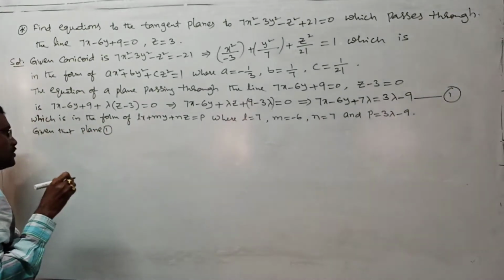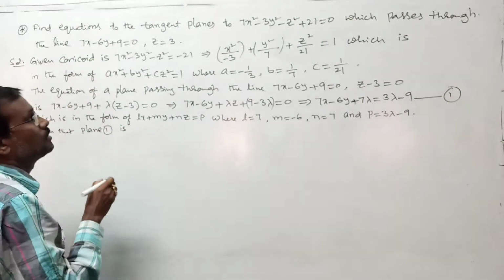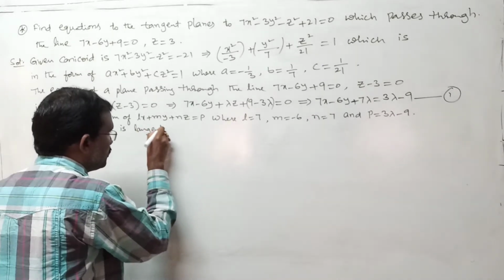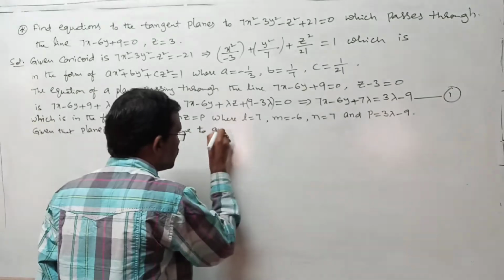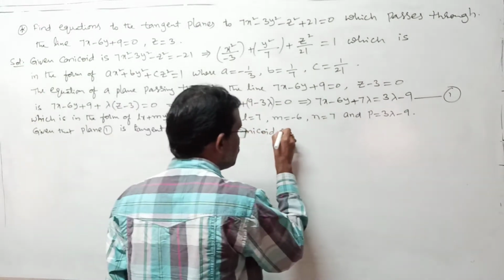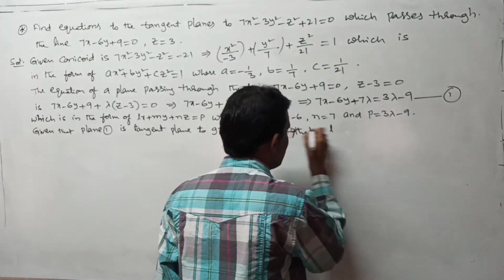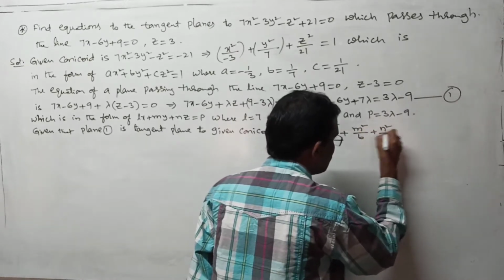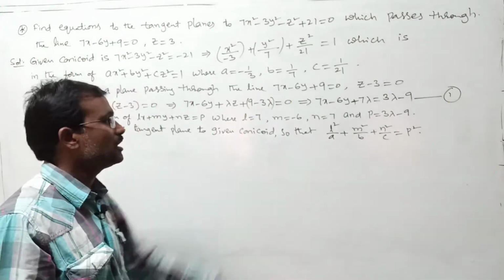is a tangent plane, or touches the given conicoid, so that L square by A plus M square by B plus N square by C is equal to P square. I just use the condition. Here, substitute the above results.